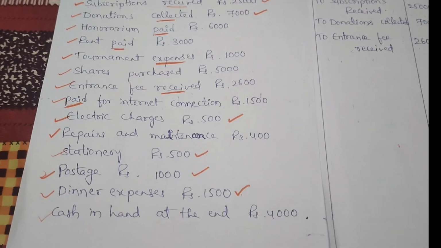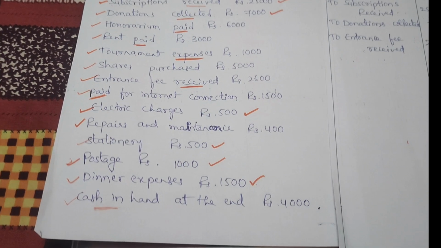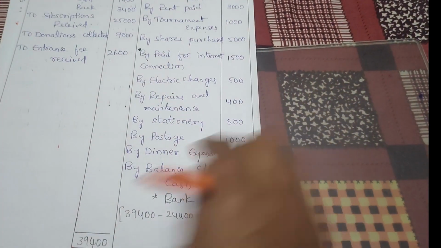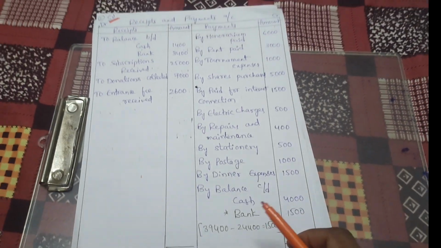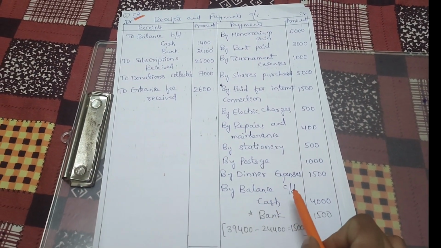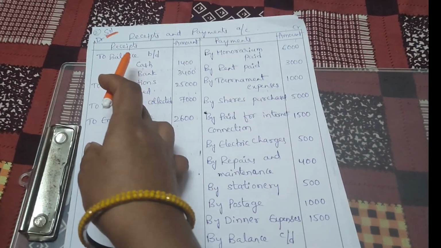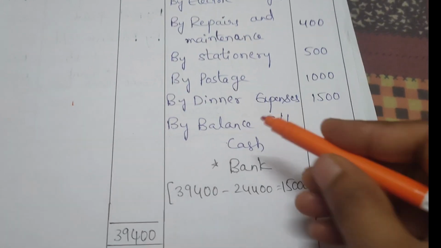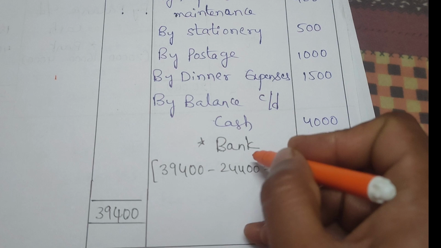But if you observe here, opening cash in hand is given and bank is given. But closing one, only cash is given, bank is not given in the question. Okay, how to do? Let us see. Cash in hand at the end 4,000. Let us write that first. So by balance carried down. Whenever we record on the debit side openings, we are writing to balance brought down. Whenever we write on credit side, we should record by balance carried down. So cash amount is given in the question. 4,000 we recorded. And bank is not given.